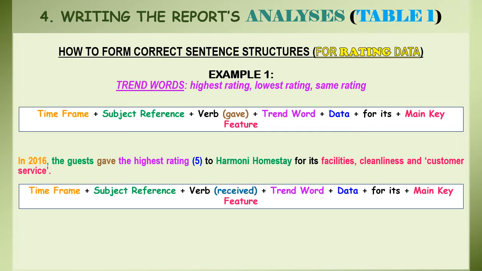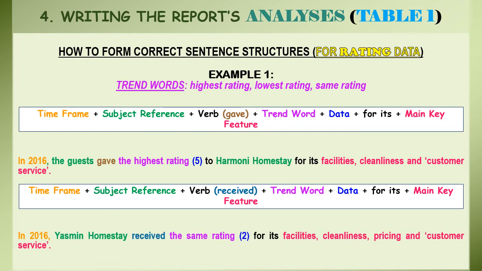Now, in the previous example, the subject of the sentence is the guests. It is the guests that gave the rating to the homestay. But now, in this example, the subject of the sentence would be the homestay. Instead of using the verb gave, we are going to use the verb received. For example, in 2016, Yasmin Homestay received the same rating 2 for its facilities, cleanliness, pricing, and customer service.